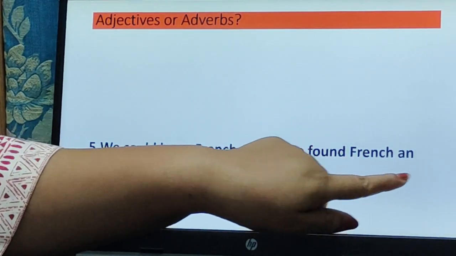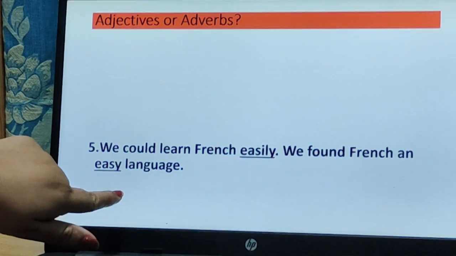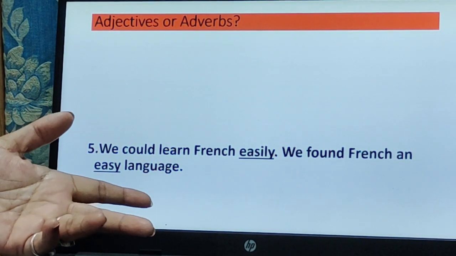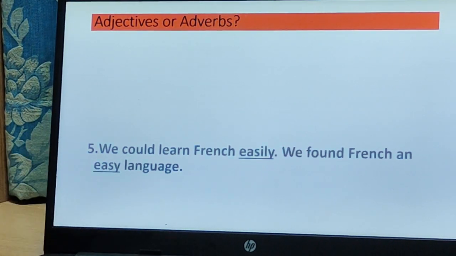We found French an easy language, right? So what type of language? Easy. It's talking more about language. I can make languages. It's a noun. Anything that tells us about a noun, adjective.